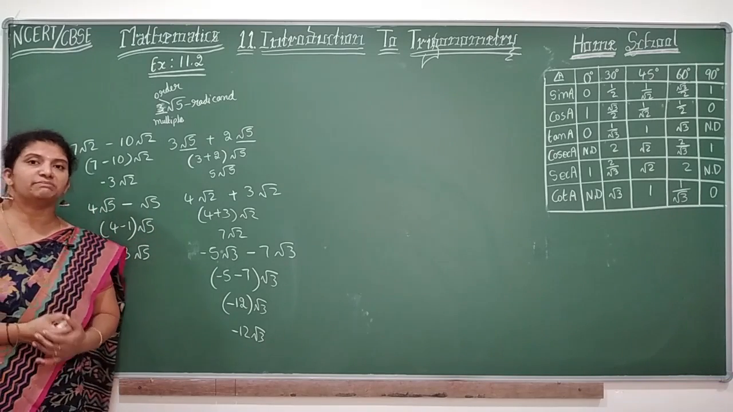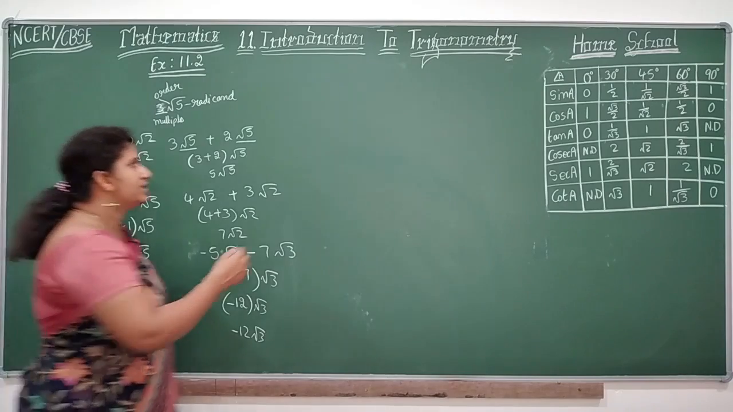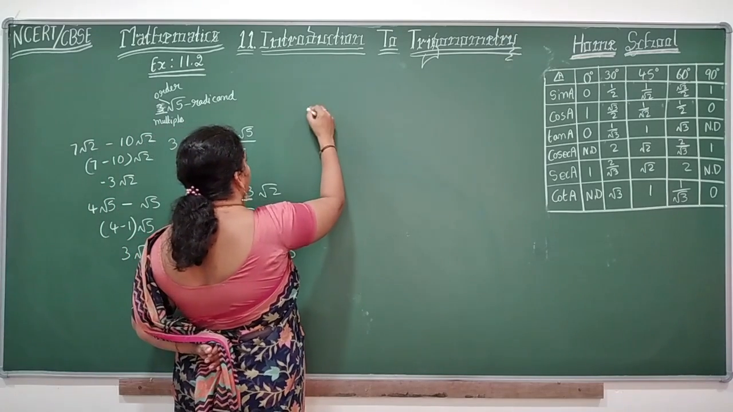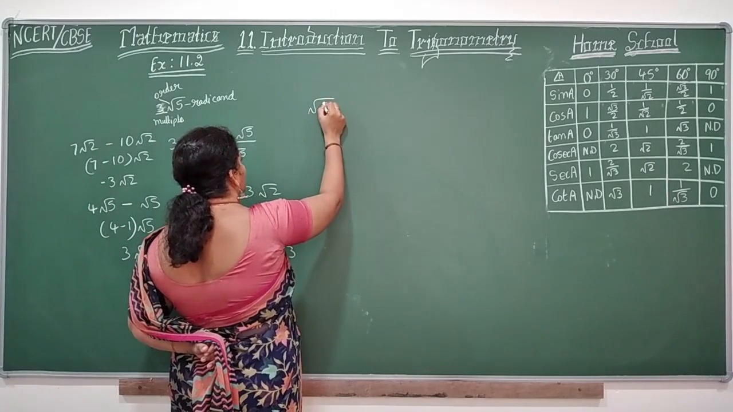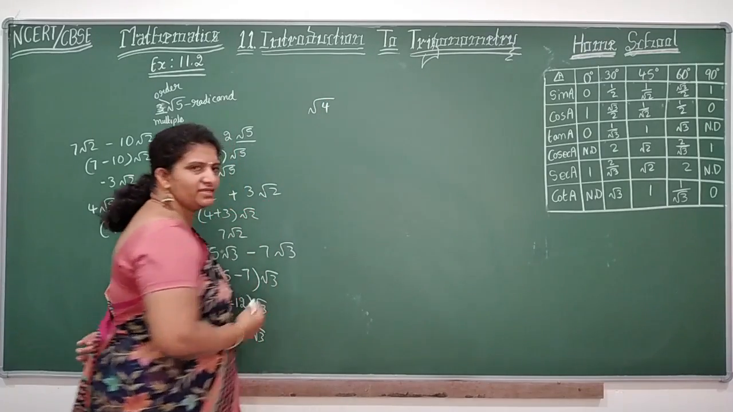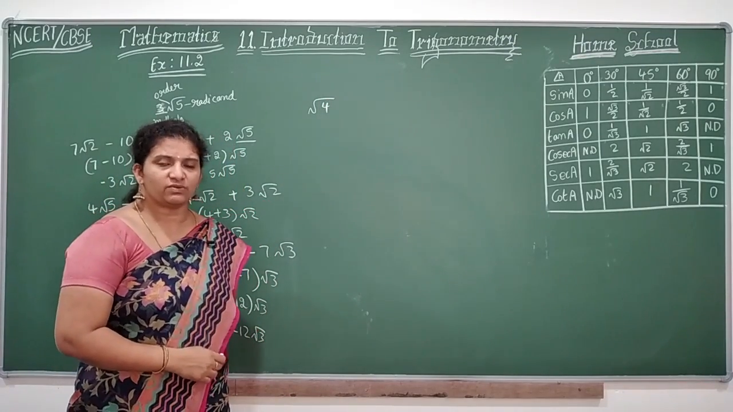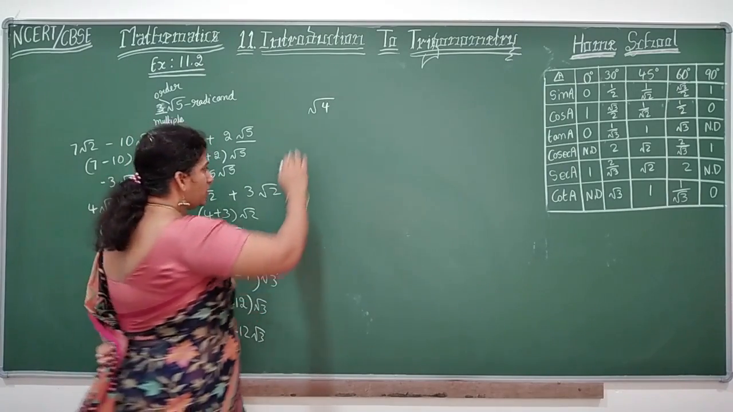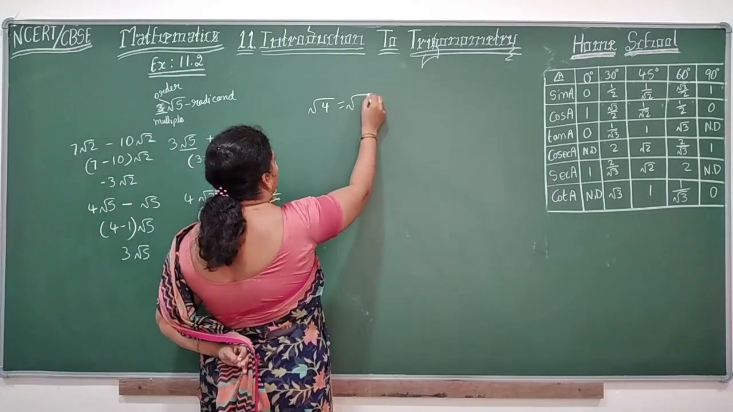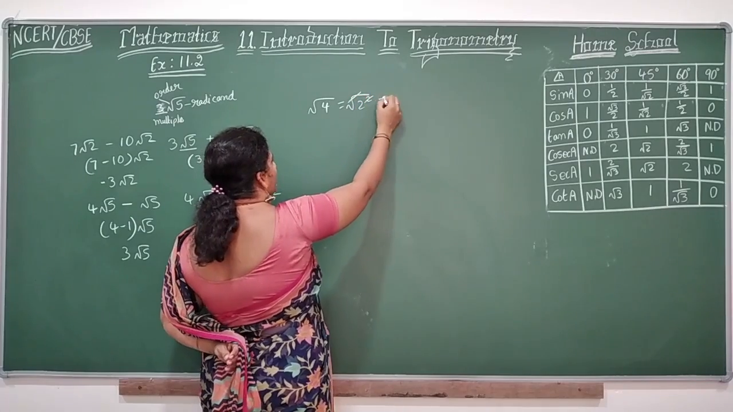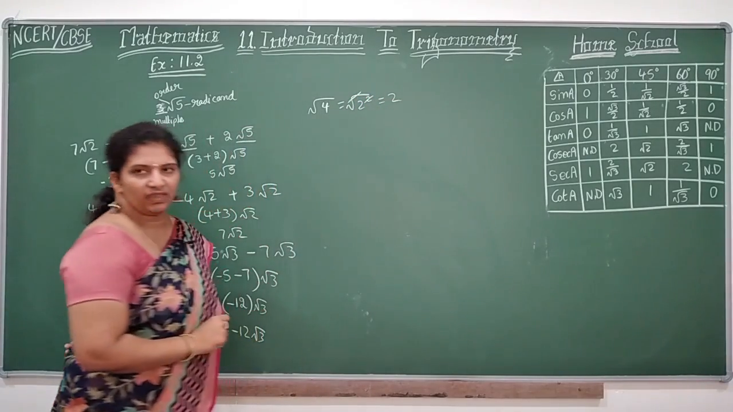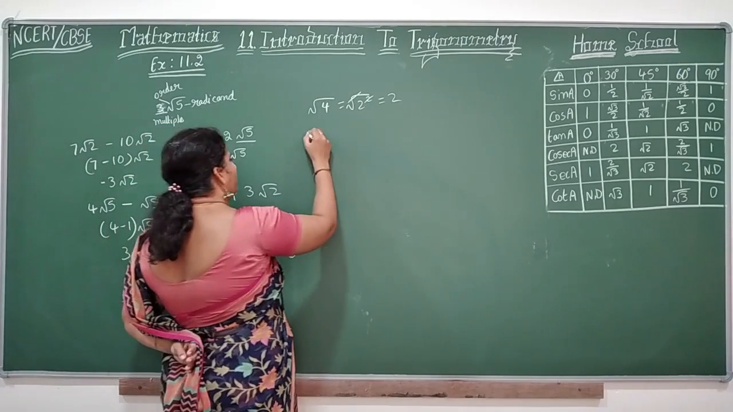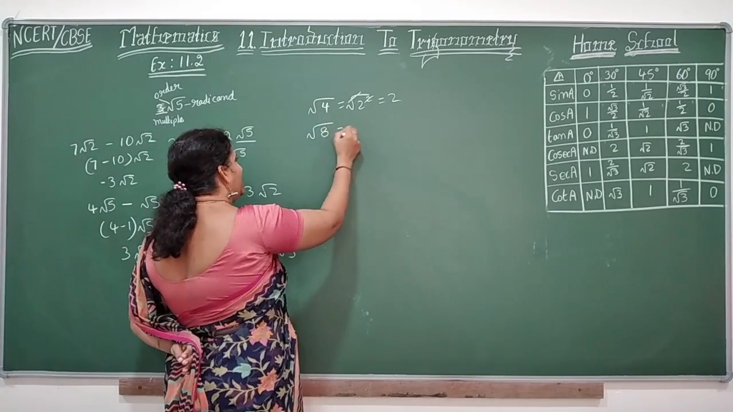Next, coming to simplifying a surd. Simplifying a surd, what can you take here? Root 4. How do you write this? Root 4. 4 is a perfect square, 2 square. Square and root will be cancelled, so 2 is your answer.